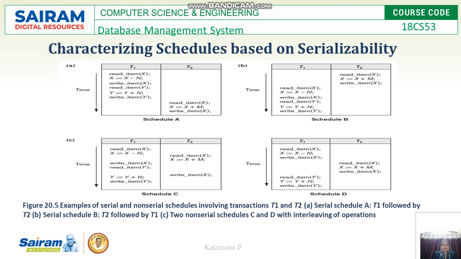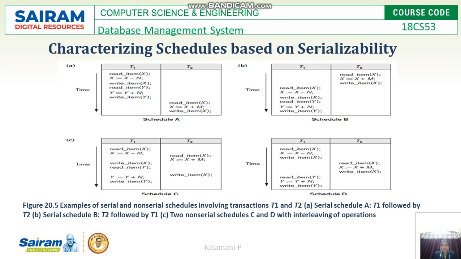So here we have four transactions, and in them four schedules. Of these four schedules, schedules A and B are called serializable schedules. Because in schedule A, transaction 1 is completed, then transaction 2 is completed. In schedule B also, transaction 2 is completed first, then transaction 1 is completed. That's why it is called a serializable schedule.